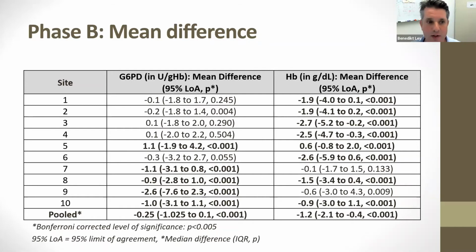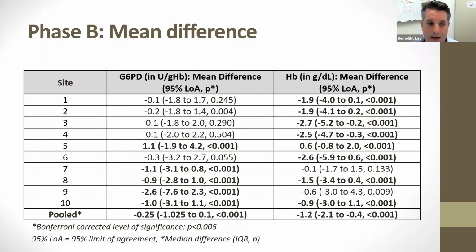The median difference was 0.25 units per gram HB, again, with the biosensor generating lower readings. However, and I really need to emphasize this, the differences ranged from minus 2.6 units per gram HB to plus 1.1 units per gram HB, so really showed a significant variation.